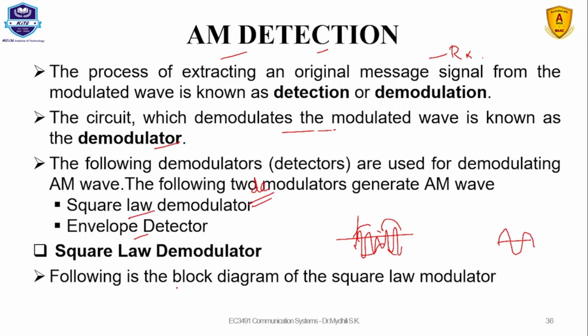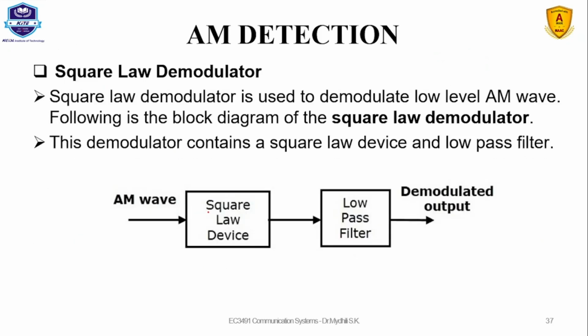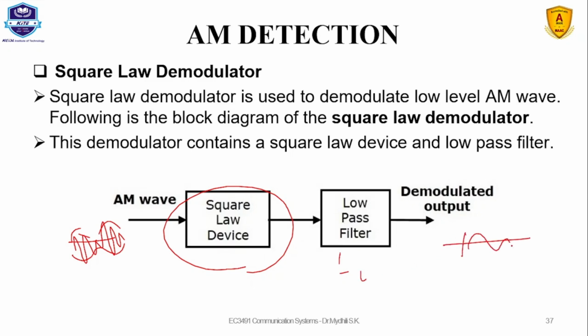Since we are using square law modulation, we reverse the process with a square law demodulator and an envelope detector. You will see this envelope detector in the lab session also. The square law demodulator is a very simple device with a square law device where the input is an AM wave, an amplitude modulated wave. Finally, when passed through the low pass filter, it eliminates the unwanted signals, surpassing the sidebands, to produce only the message signal, that is the demodulated output.